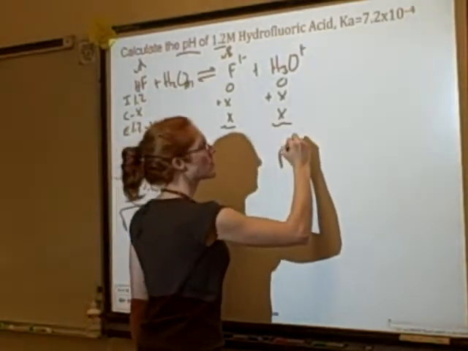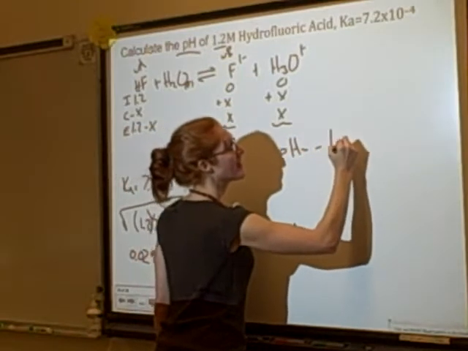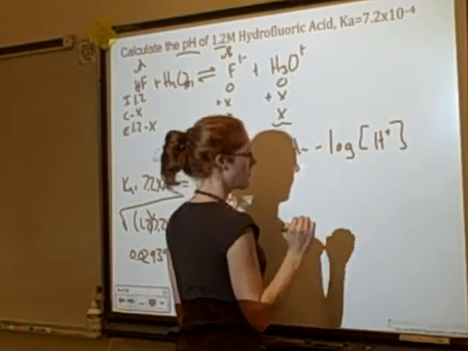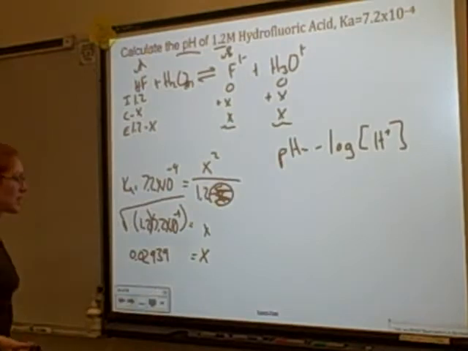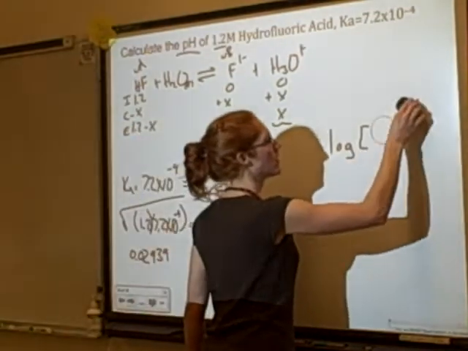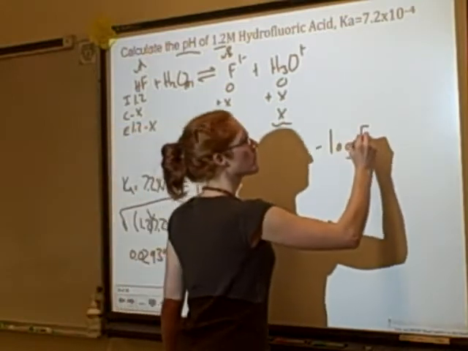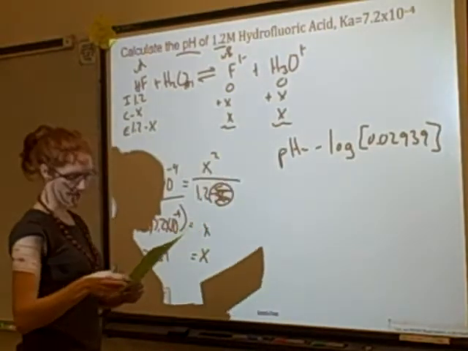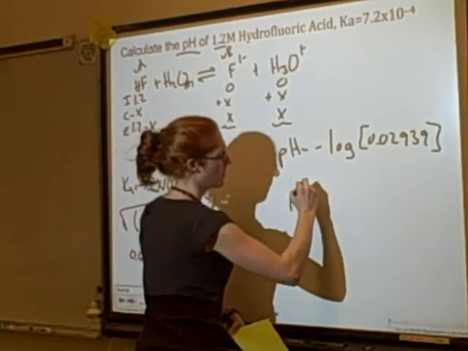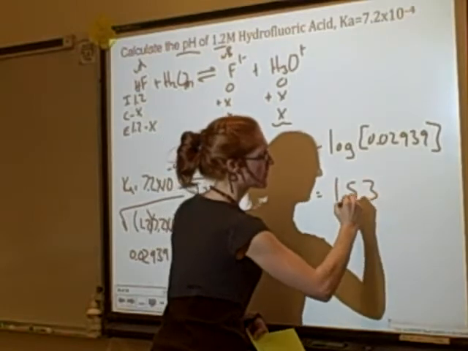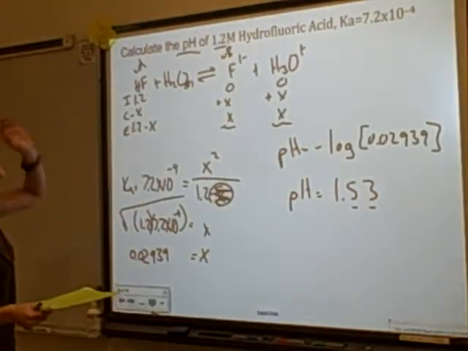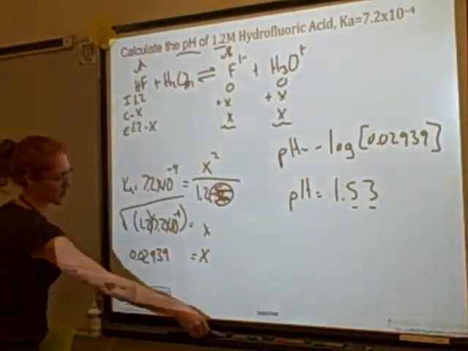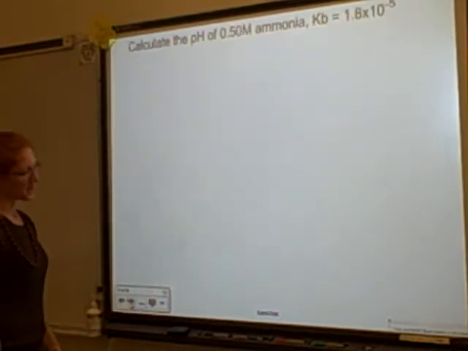So pH is the negative log of the concentration of the H plus, or of the hydronium. It's the same thing. So I'll just go ahead and plug in 0.02939. When I typed that in, I found out that the pH was equal to 1.53. With that I have 2 sig figs, and this has 2 sig figs, and this has 2 sig figs, because remember, with pH, it's the digits after the decimal that are significant. Done.